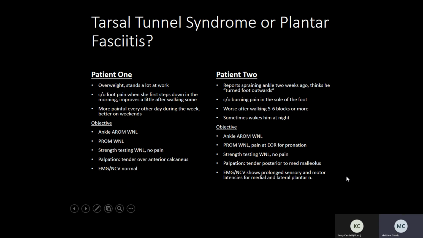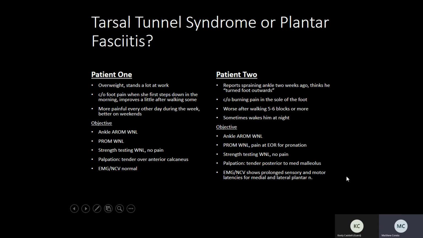So what that means is that if there's a prolonged sensory and motor latency, essentially what that means, it takes longer for the signal to get from point A to point B, right? That's what a latency is. So what that is indicative of is that there is some sort of nerve injury. And we're going to get into that in the very last section, like I said.